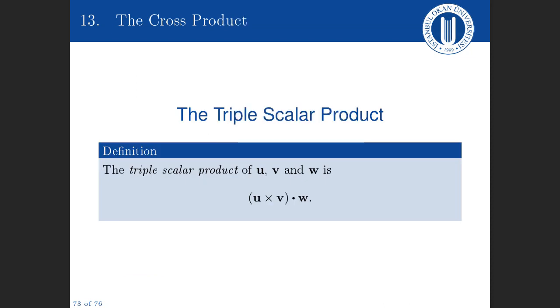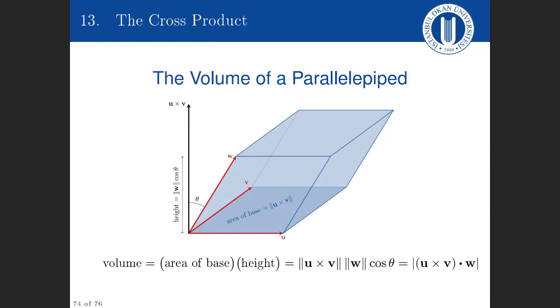One more definition. The triple scalar product of u, v, and w in this order, first u, then v, then w, is u cross v dot w. Does that make sense? u and v are vectors, so we can do u cross v and we get a vector. And then it's vector dot vector. That gives us a number, hence the name scalar product. This is a number. What could we use that for?